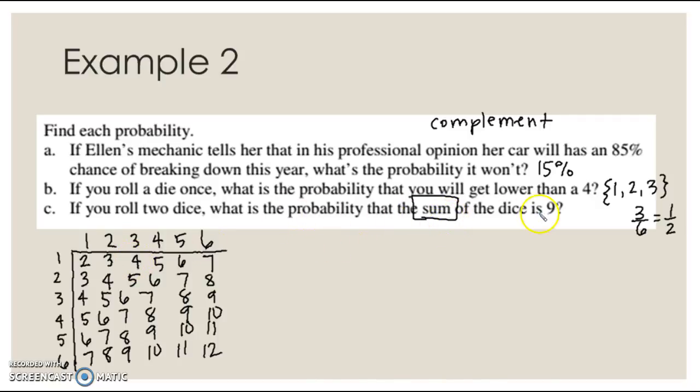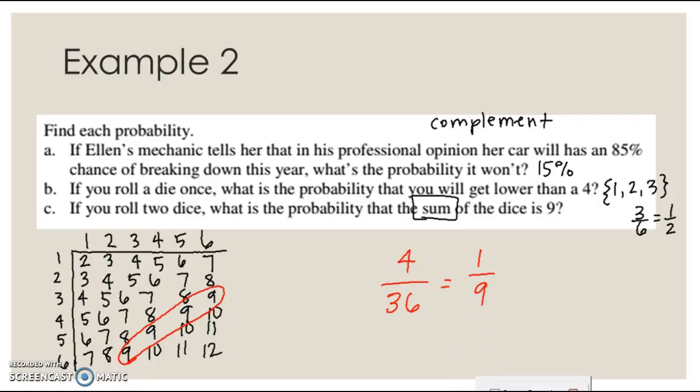Now, I want to know the probability the sum is 9. Well, if I have a 6 by 6 table, that means that I have 36 total possibilities, right? 6 times 6. I want to know how many of those are 9. So if I look for my 9s, there are 4 different possibilities. I could have a 6 on the first die and a 3 on the second, a 5 on the first and a 4 on the second, a 4 on the first and a 5 on the second, and a 3 on the first, 6 on the second. So those are my 4 possibilities, so that's 4 out of 36. I can simplify this. 4 goes into both, so we get 1 out of 9.